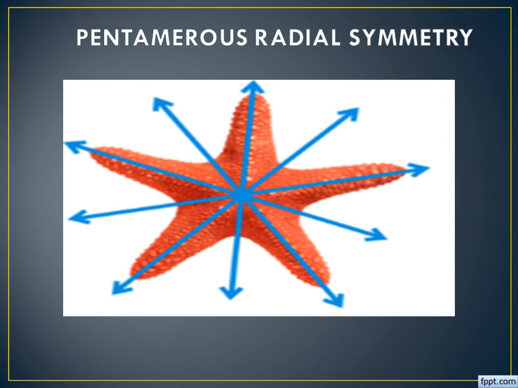Next one, pentamerous radial symmetry. Here it is also radial symmetry only, but here the difference is we can get two equal halves only in 5 directions, not in any direction, only in 5 directions. So that's why it is known as pentamerous radial symmetry. Penta means 5. Okay. Of course, example, it is a starfish. Fine.